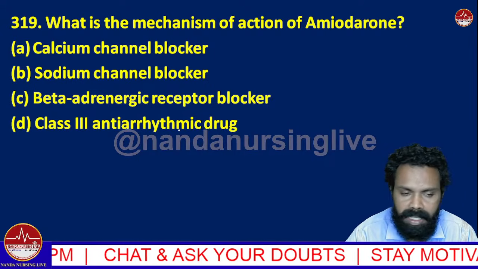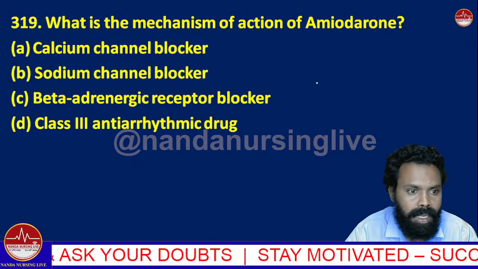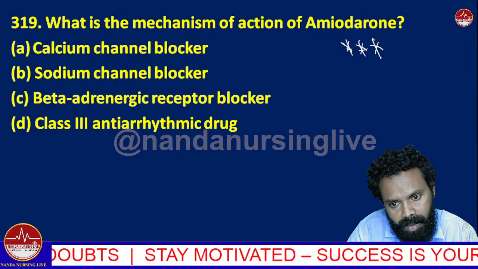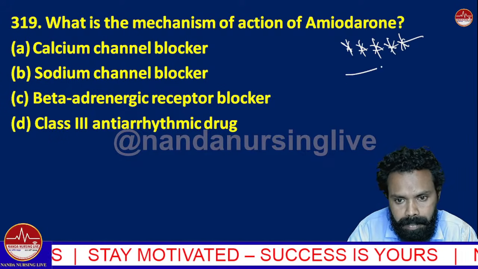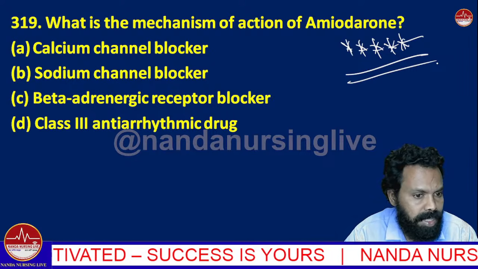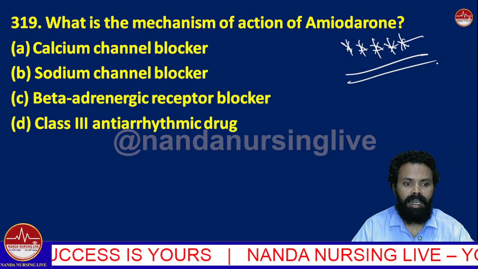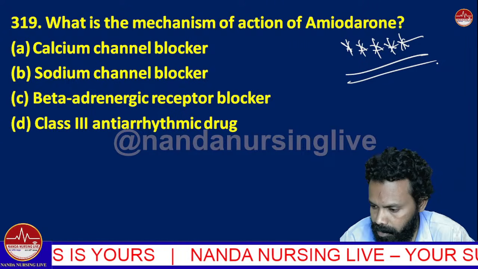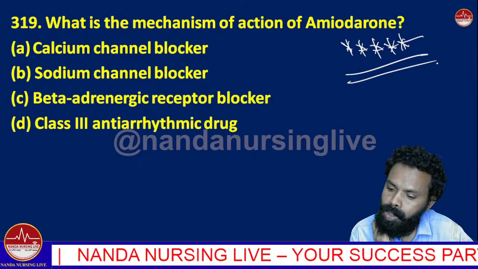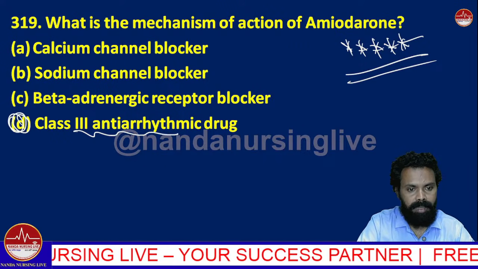Next, question number 319. What is the mechanism of action of amiodarone? Very important MCQ. Option A is calcium channel blocker, option B is sodium channel blocker, option C is beta adrenergic receptor blocker, option D is class three antiarrhythmic drugs. So the correct answer is option D, class three antiarrhythmic drugs.